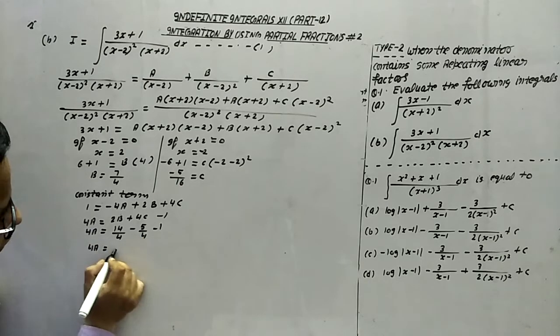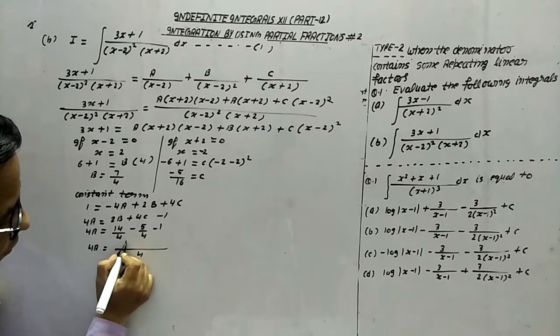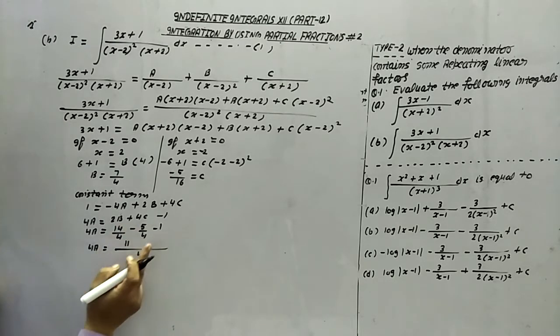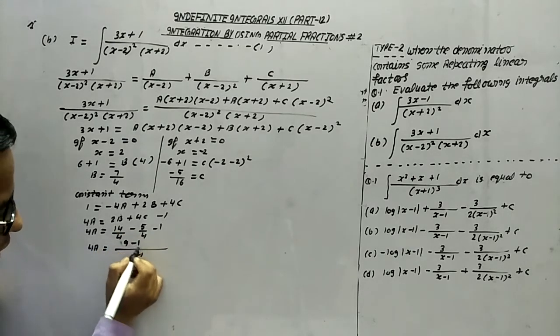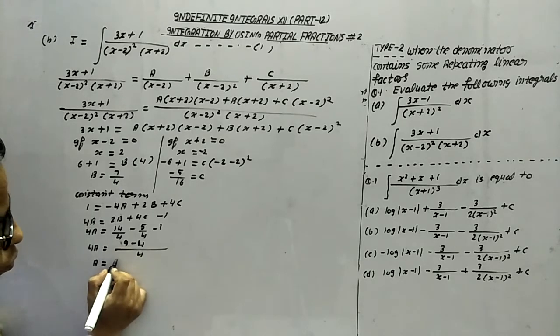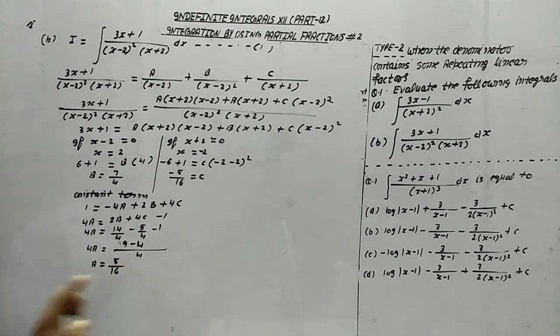4a is equal to, taking the LCM 4, 14 minus 5, which is 9, and this is minus 1 minus 4. It means a is equal to 5 by 16. Now this is 5 by 16. We are getting all the terms.